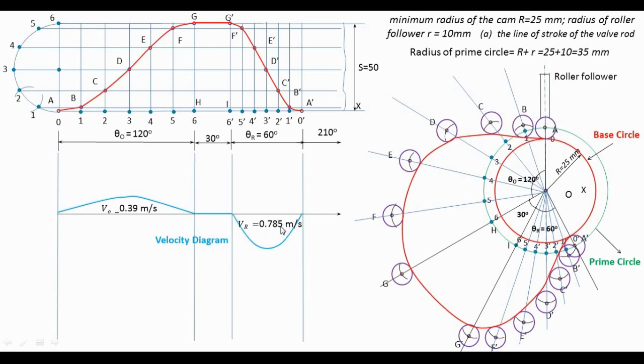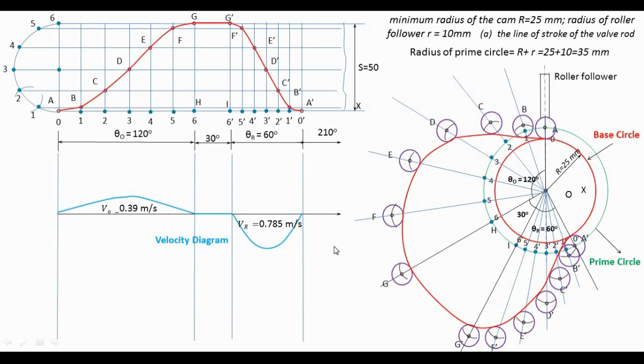You can take any scale. You need to convert the velocity in meter per second into mm, and then you can decide the height of these two peaks. So this is the velocity during outstroke, this is the velocity during the dwell period, which is 0, and this is the velocity during return stroke. So this is the velocity diagram.